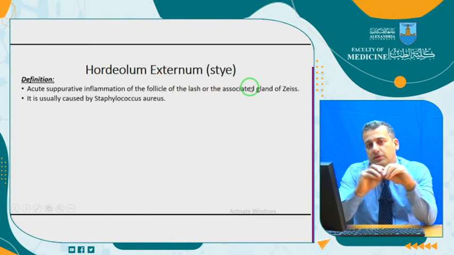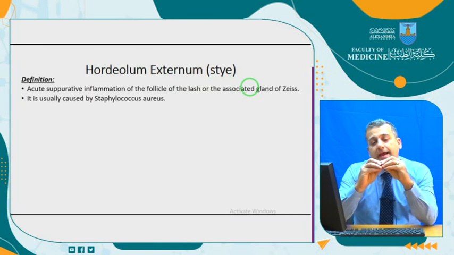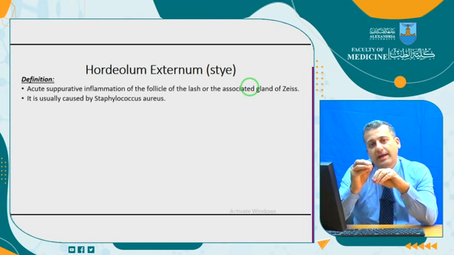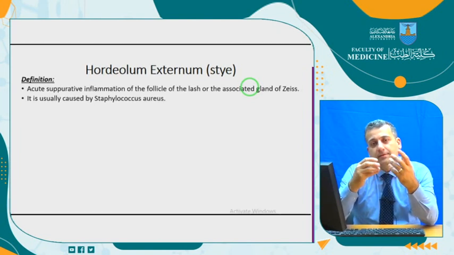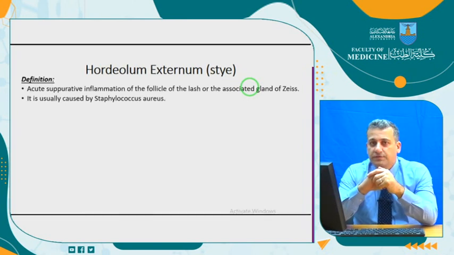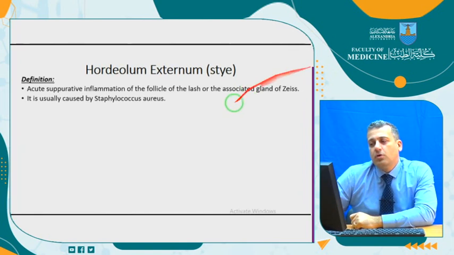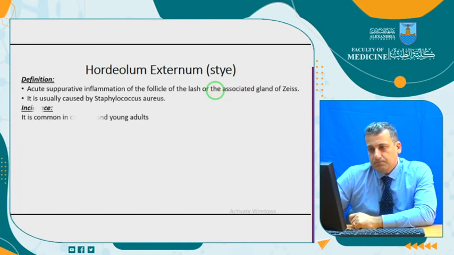Let's explain this line. There is a hair follicle, which is the lash in the eyelid, and there is also an associated gland around the lash that helps to nourish it and keep it in a healthy state, called the gland of Zeis. If there is an acute suppurative, meaning pus-creating, inflammatory process in this follicle, this is called a stye.